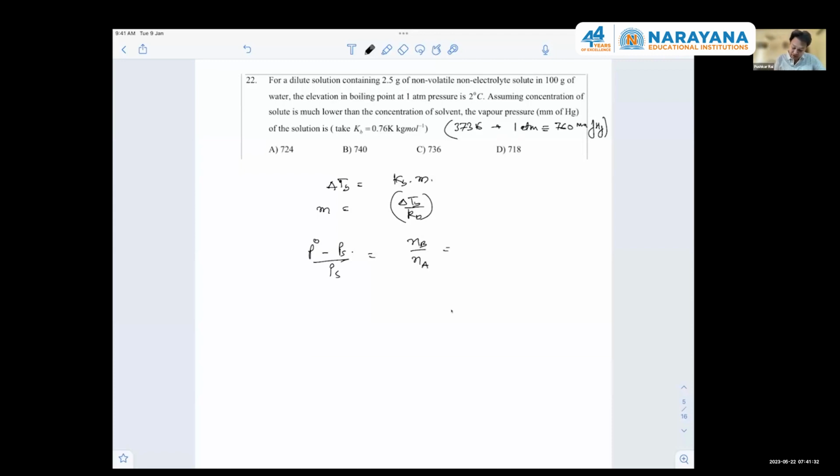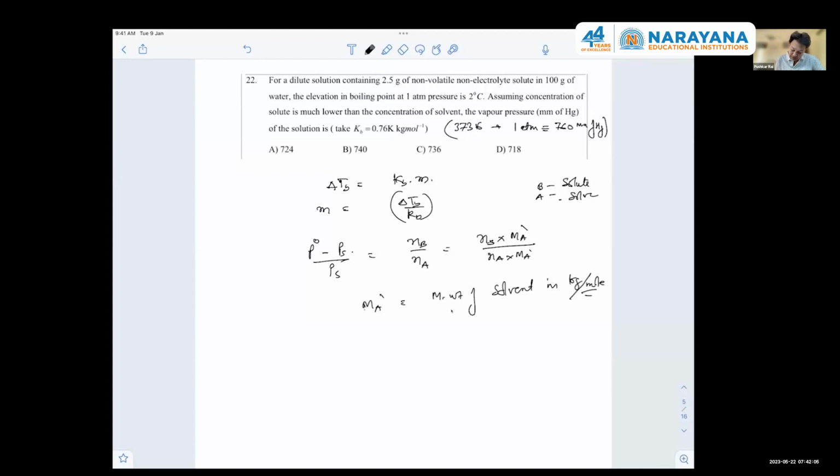Now, NB upon NA can be written as, NB is the number of moles of solute here. B stands for solute and A stands for solvent. So NB you should multiply by MA dash, and NA should also be multiplied by MA dash. See what is MA dash? MA dash is equal to the molecular weight of solvent in kg per mole. Not grams per mole, kg per mole.